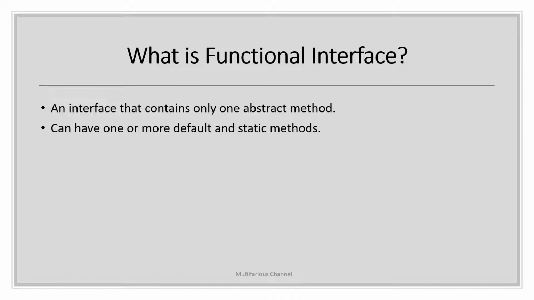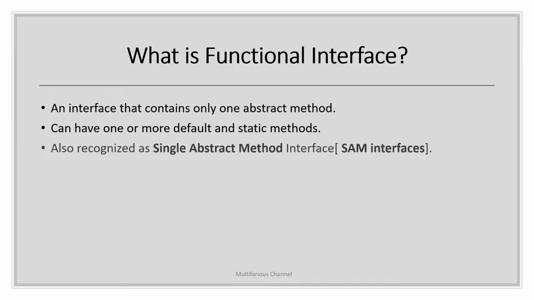Now, what are abstract methods? Abstract methods are the methods that do not require any implementation during their declaration, and they must be overridden by the class which is implementing this interface. So it is important to note that a functional interface can have multiple default methods, but it can have only one abstract method. Functional interfaces in Java are also called single abstract method interfaces, or the acronym is SAM interfaces.